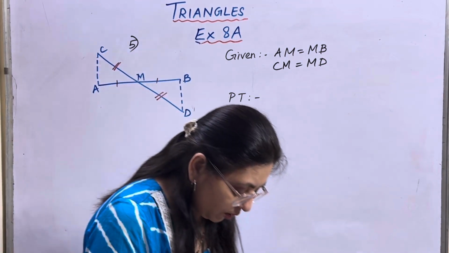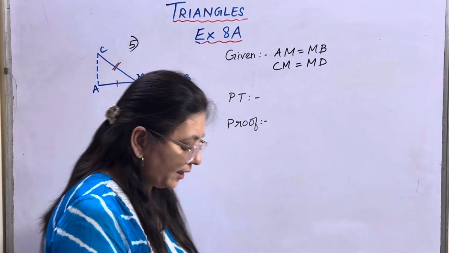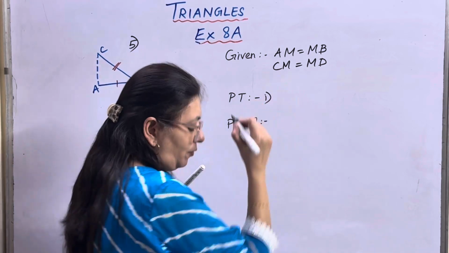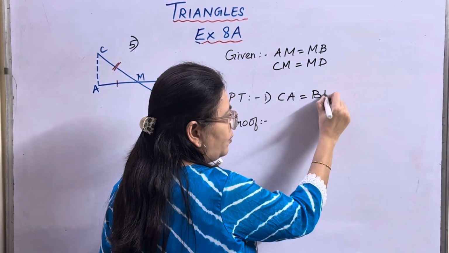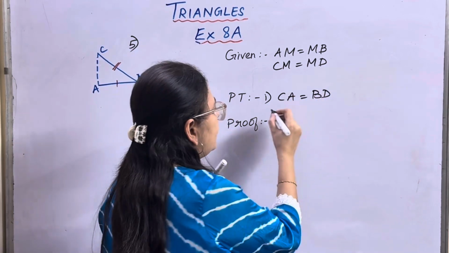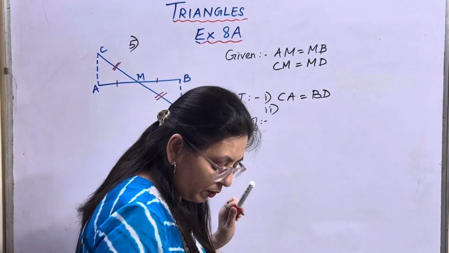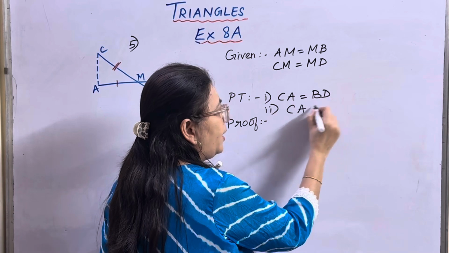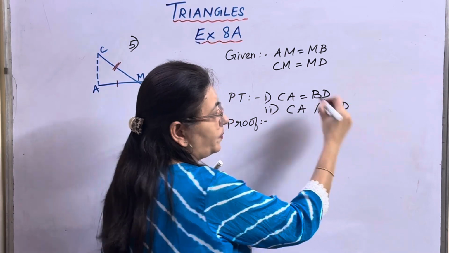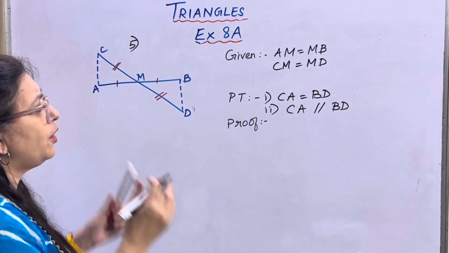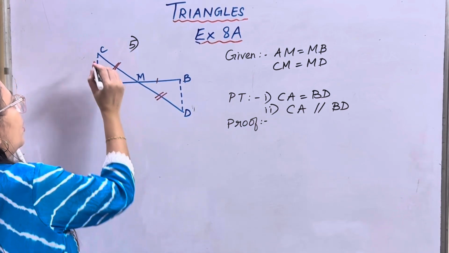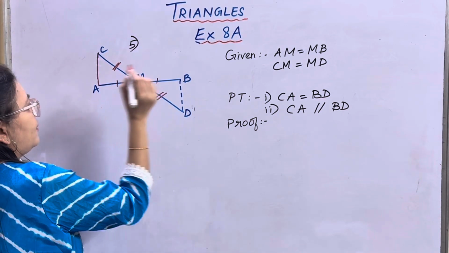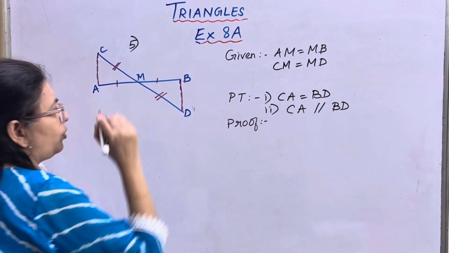Okay. Now, what do we need? There are two things you have to prove. First, CA is equal to BD. Second, you have to prove that CA is parallel to BD. First, what you have to prove? CA is equal to BD. These sides are equal. This you have to prove.